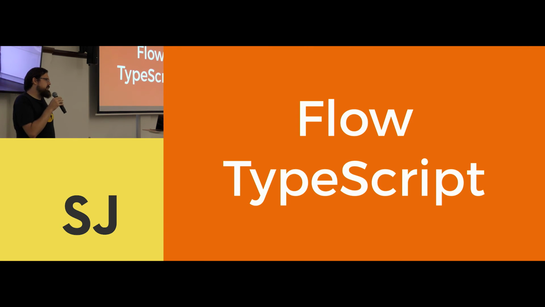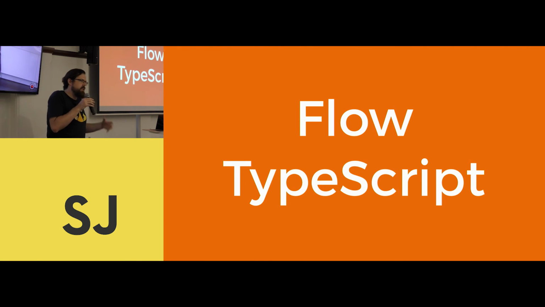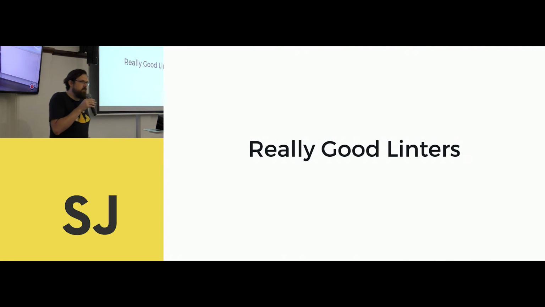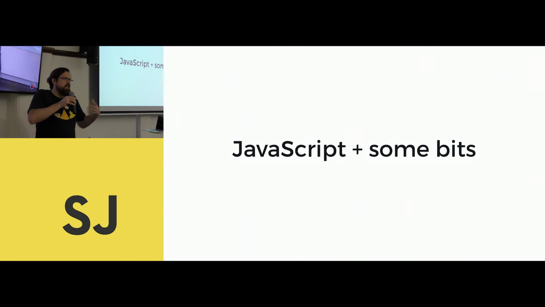So, at the beginning of this talk I mentioned Flow and TypeScript. They're two different tools that are basically really good linters. They're really smart linters. We can use them to help check our code in a similar way to linters, so you can constrain where your problems are. Basically, don't let them escape out of that little bubble, and try to catch them sooner rather than later. Both of these are sort of JavaScript plus some bits. Both work on JavaScript directly.